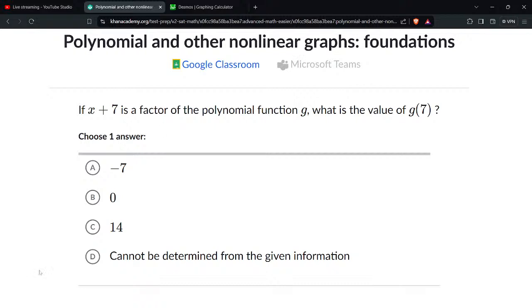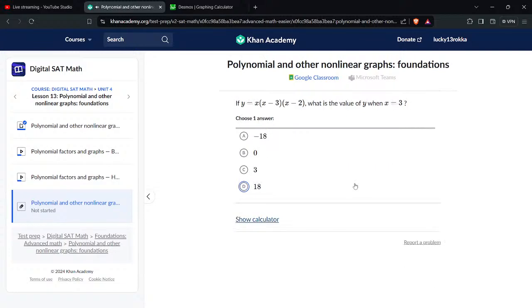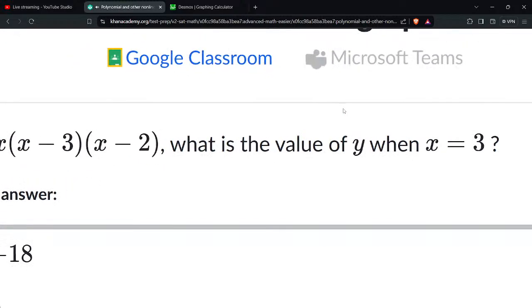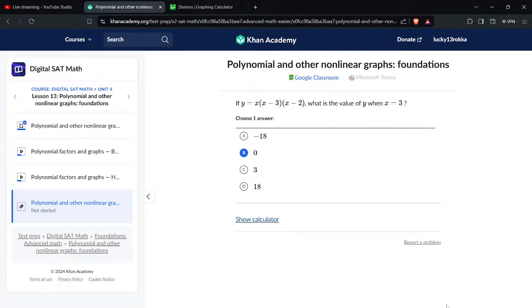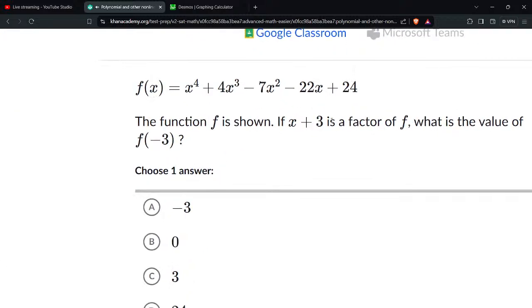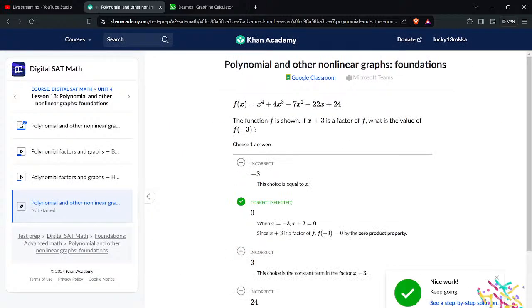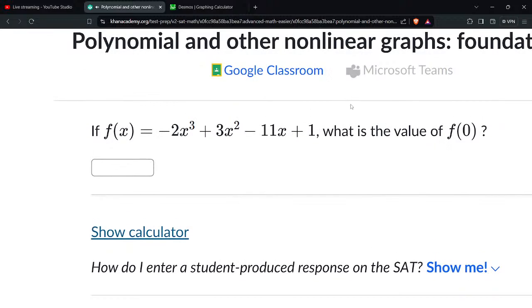Wait, how am I supposed to know? Like, exactly, how am I supposed to know? Zero. So you teach us so much stuff in the previous lessons, and then the exercises give us minimal difficulty questions. So what is this?